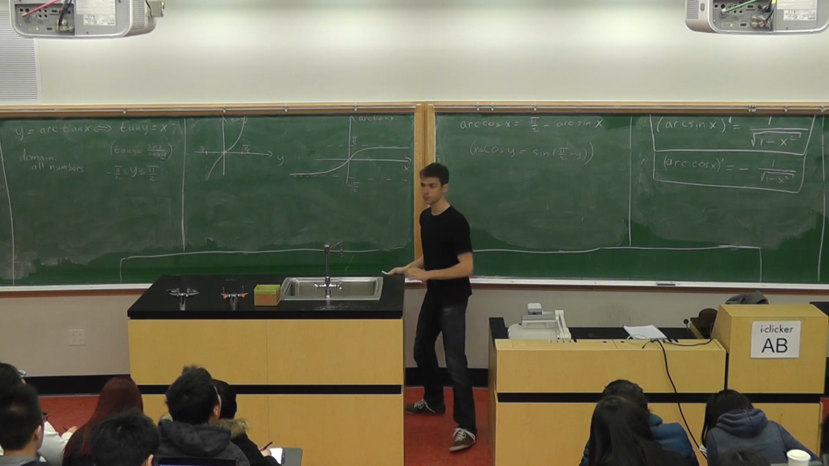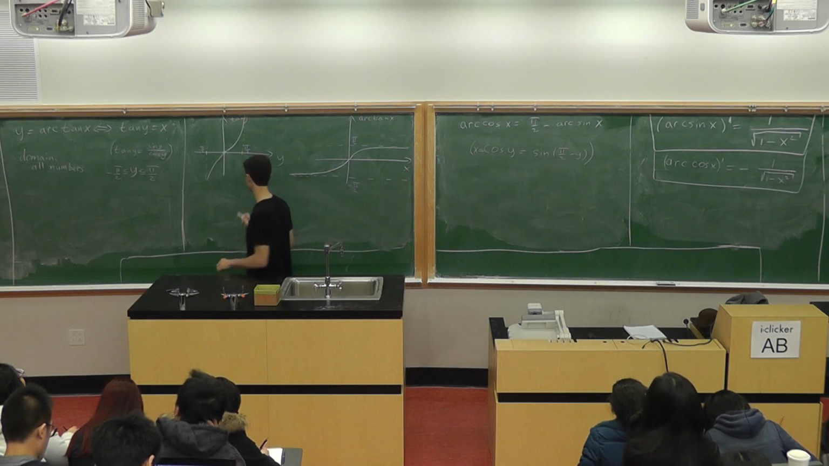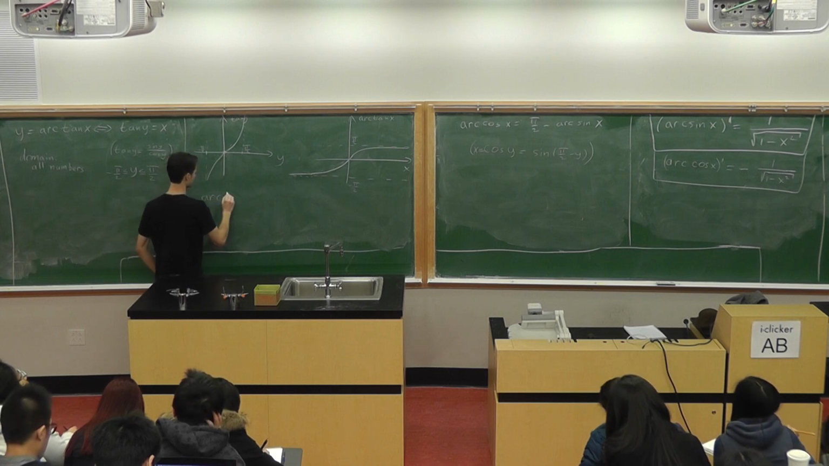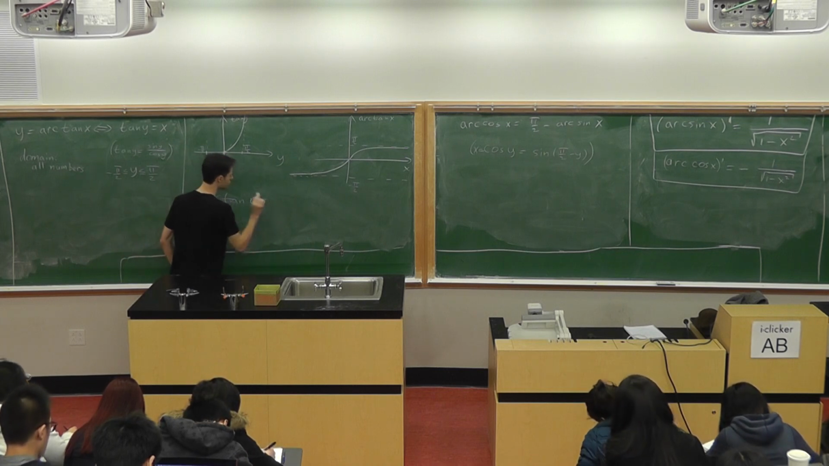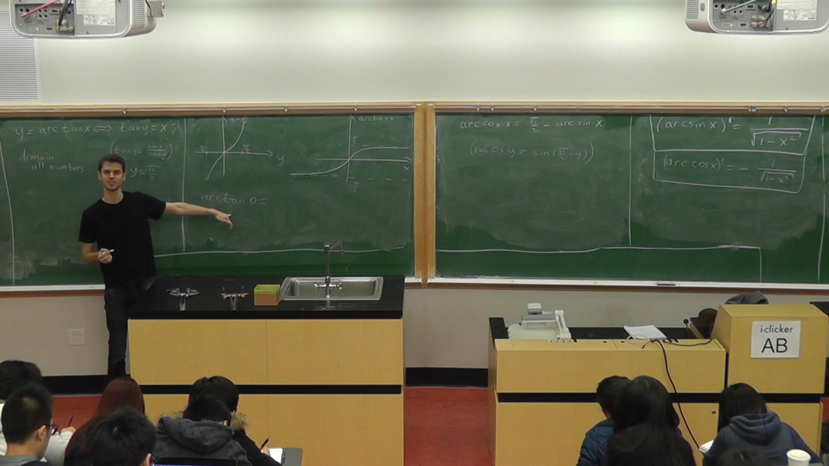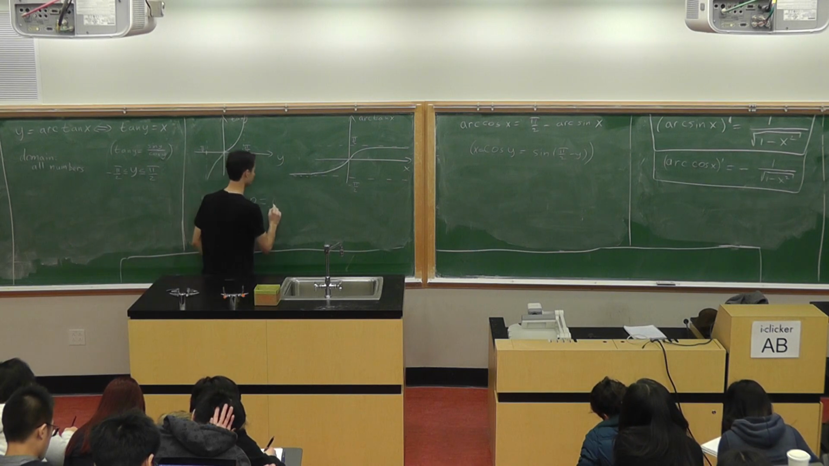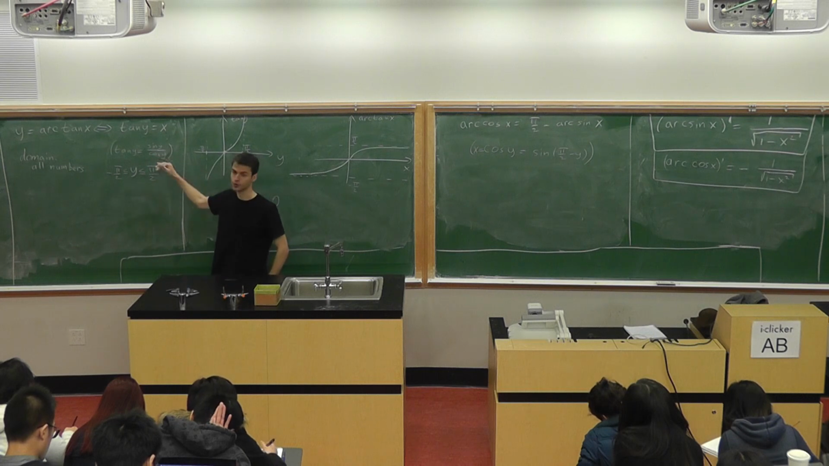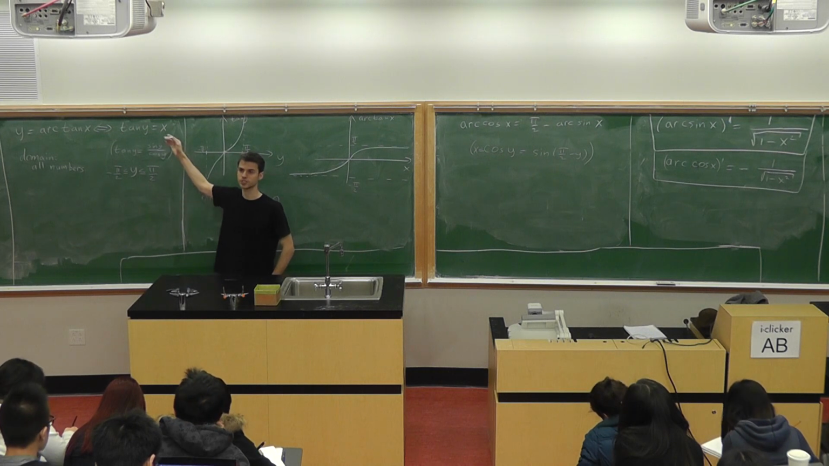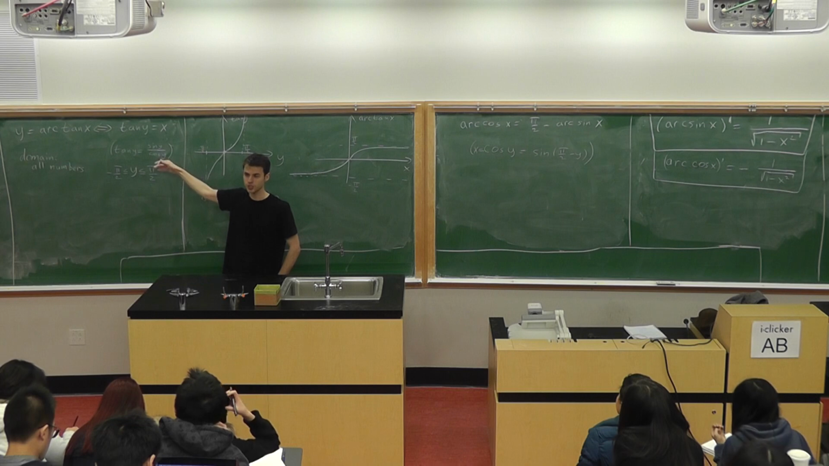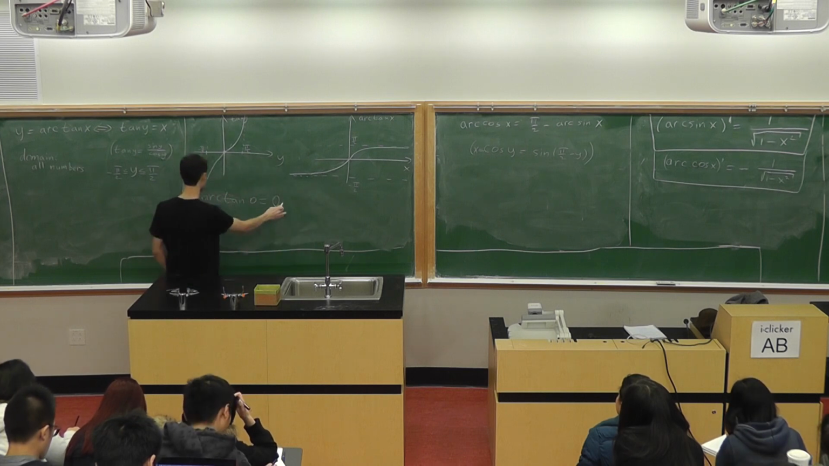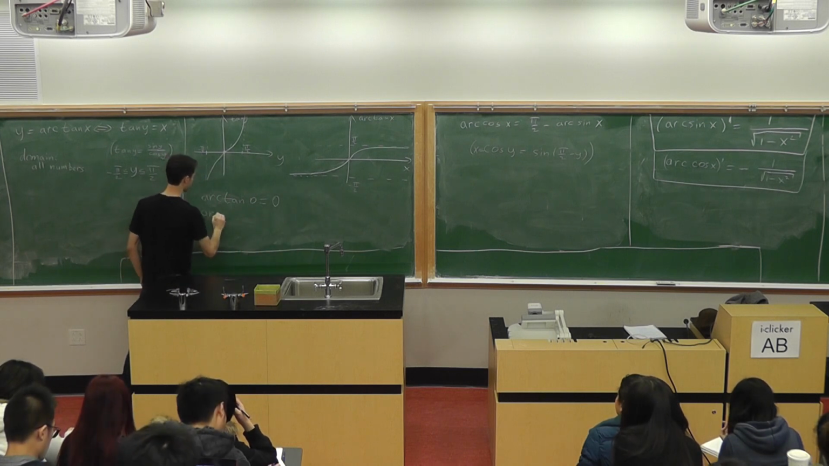Let's discuss some important facts about this arc tangent. Arc tangent of 0. Well, that's easy. Some number whose tangent is equal to 0. 0. Yes. So tangent is sine over cosine. Tangent of 0 is sine of 0 divided by cosine of 0. 0 over 1.